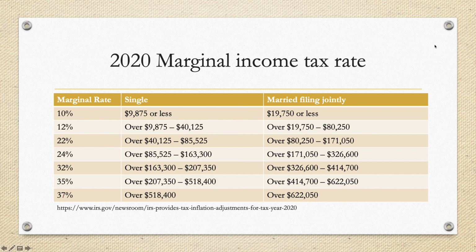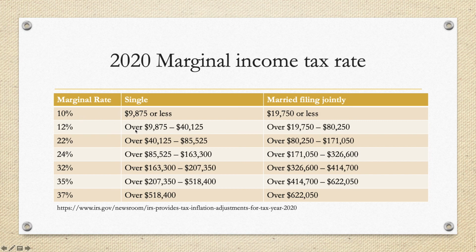Here we have the 2020 marginal income tax rates, and this is the marginal tax rate for different income levels. If you're a single person or a person that files as a single person, then you will be subject to this income level. If you are married and decided to file jointly, then you would be subject to different income levels. So for example here, $9,875 will be subject to 10%.